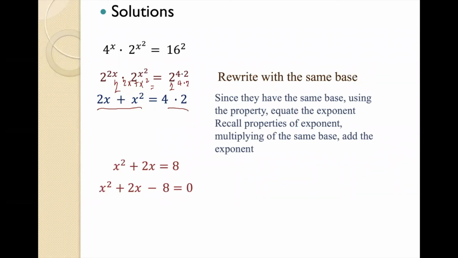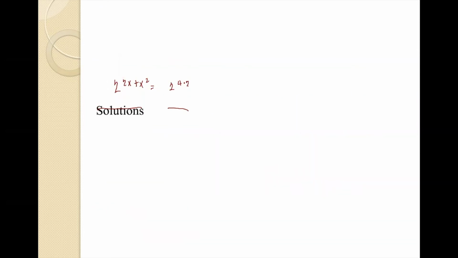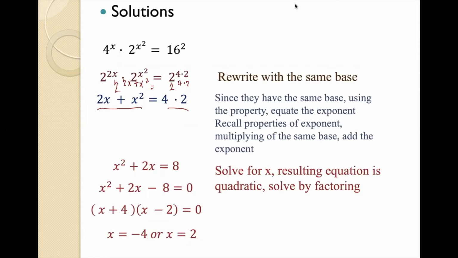Again, this is a quadratic equation and can be solved by factoring. So you have x plus 4 times x minus 2 equals 0. So we have possible values of x equals -4 or x equals 2.